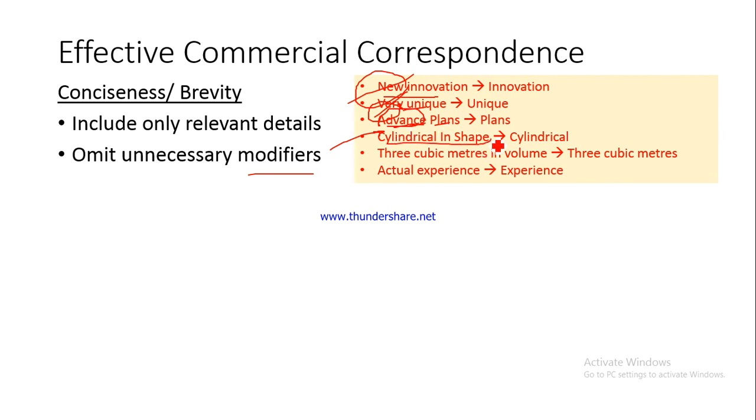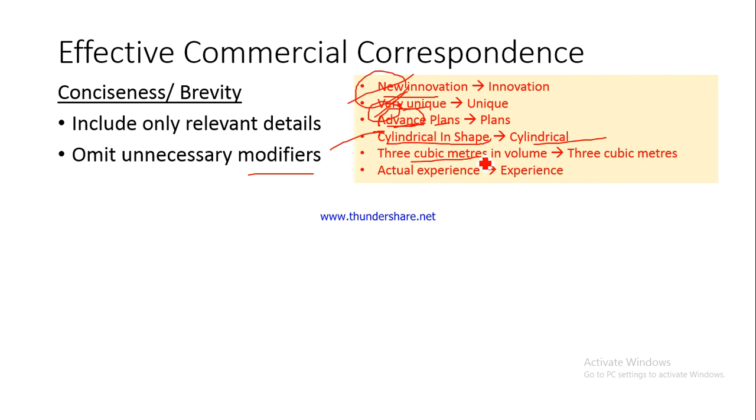Cylindrical in shape. Why are you writing it this way? Cylindrical is perfect. Circular in shape. The ball was circular in shape. The object was circular in shape. Instead of writing that, you can simply write the object was circular. It would make sense that way also. So don't use unnecessary modifiers.